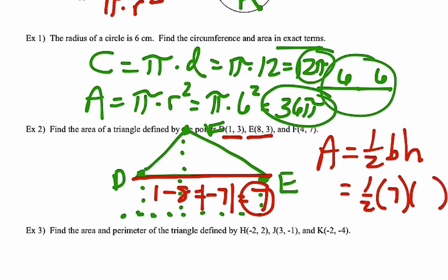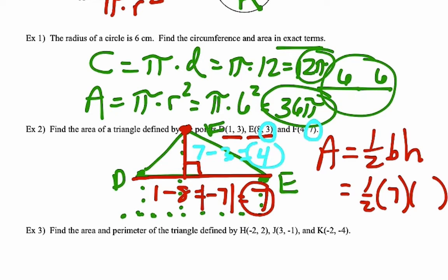Now the height, remember, has to go from the vertex drawn to the base at a 90 degree angle. So that would be from this vertex straight down at a 90 degree angle. Since we're going in the y direction, we want to look at our y coordinates. The y coordinate of my top point F was 7, and the y coordinate of my bottom line was 3. So I'm going a total distance of 7 to 3, or 7 minus 3, which is 4, and that's going to equal my height.